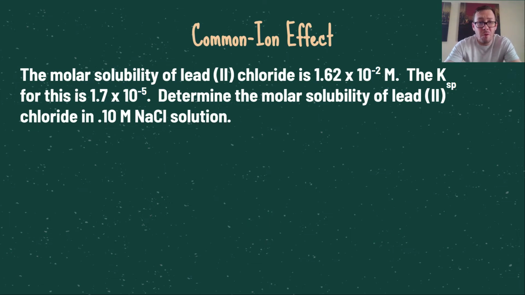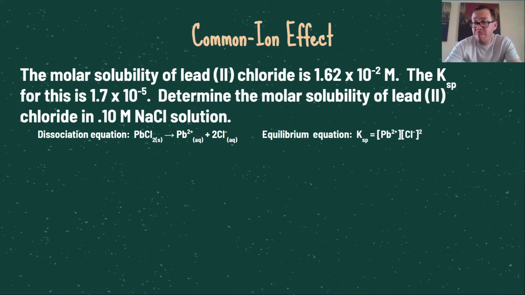So again, just like before, what we need to do is go ahead and write out our dissociation equation, which we've gone through and done here. PbCl2 gives me a lead ion plus 2 chloride ions. Let's go ahead and write our Ksp expression for that. So Ksp equals the concentration of lead times the concentration of chlorine squared.